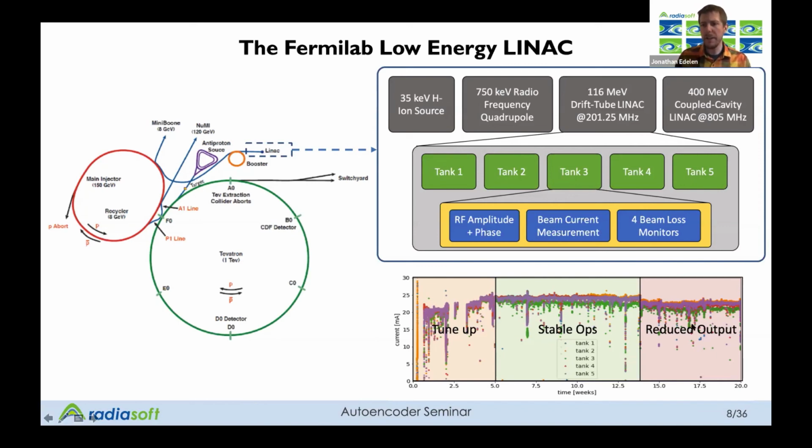And then there's this reduced output section, which is sort of following some changes in what looks like the RF parameters, and then a little bit of tuning, and then the beam output sort of settles out at some other value that's not the same as the stable operations value. And the idea is to try to understand if there's something we can learn about the RF parameters that helps explain why we had this change in the output current of the LINAC.